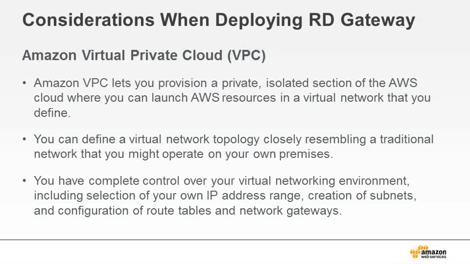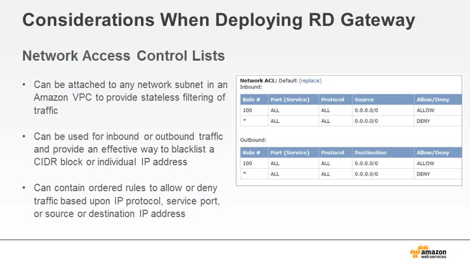And the one key thing to think about here, in this particular scenario, is network access control lists. Security groups, and we'll talk about those in a second, allow you to do stateful connection tracking and determine whether the particular packet being sent to an EC2 instance should be allowed based on rules.